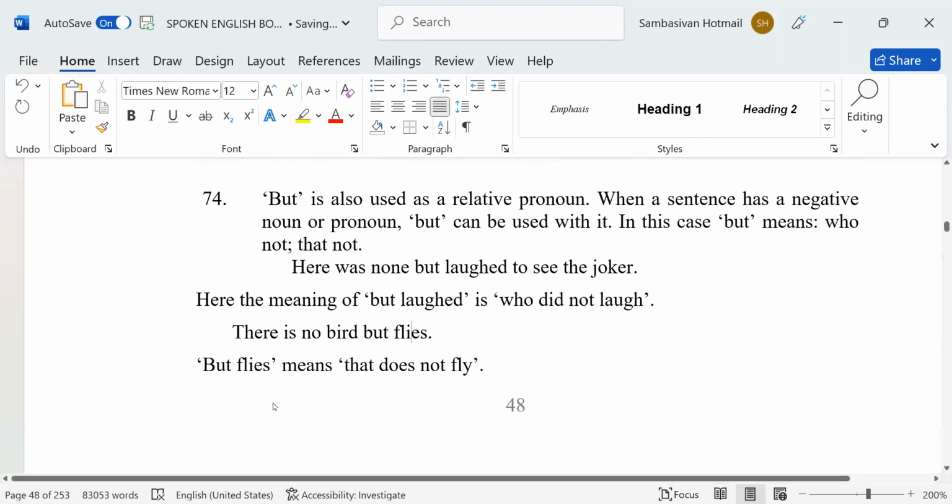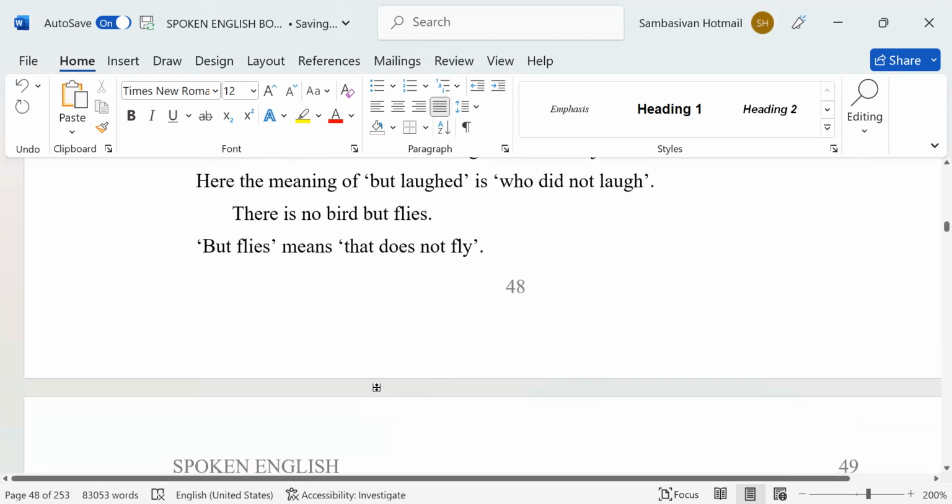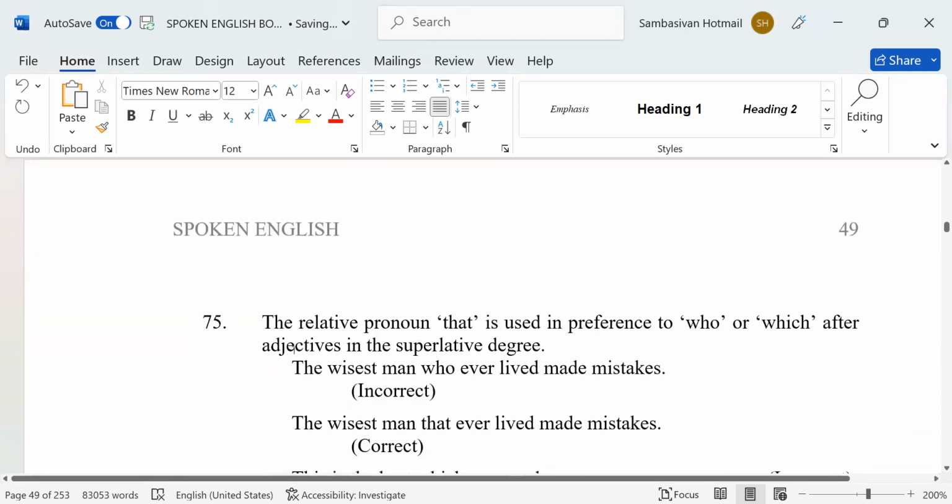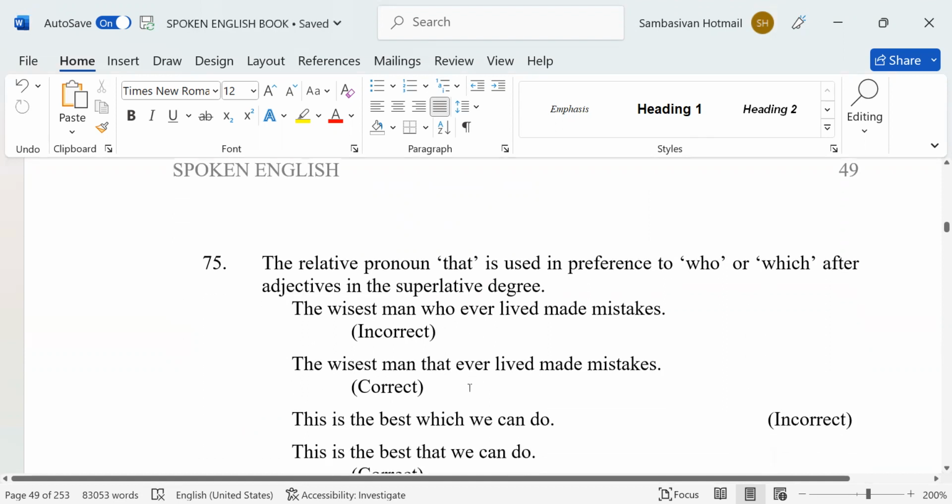Okay. Then, "but flies" means that does not fly. There is no bird but flies. That is, all birds are flying. Continue. The relative pronoun that is used in preference to who or which after an adjective in the superlative degree.